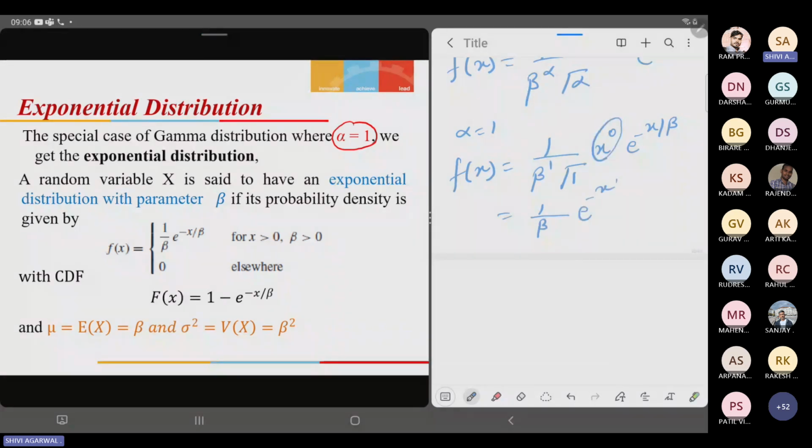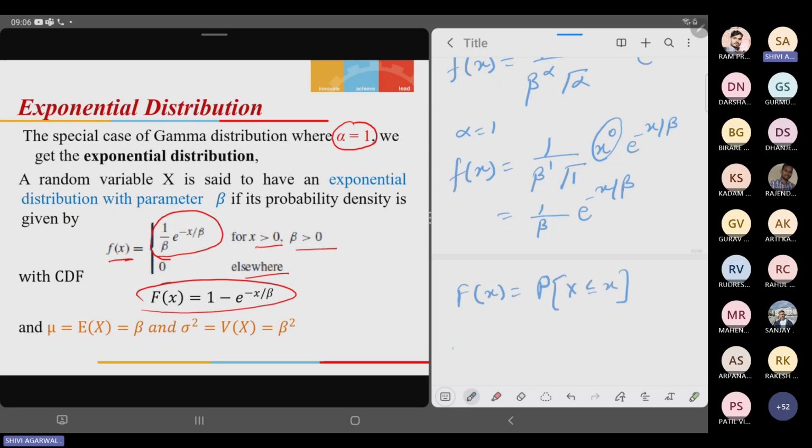So e to the power minus x by beta. So what we are saying here is that f(x) will become 1 upon beta e to the power minus x by beta for x greater than 0, beta greater than 0, 0 elsewhere. So when we are finding the CDF formula, you know, CDF is what? It is the probability that x is less than or equal to small x. So it is minus infinity to x f(x) dx.